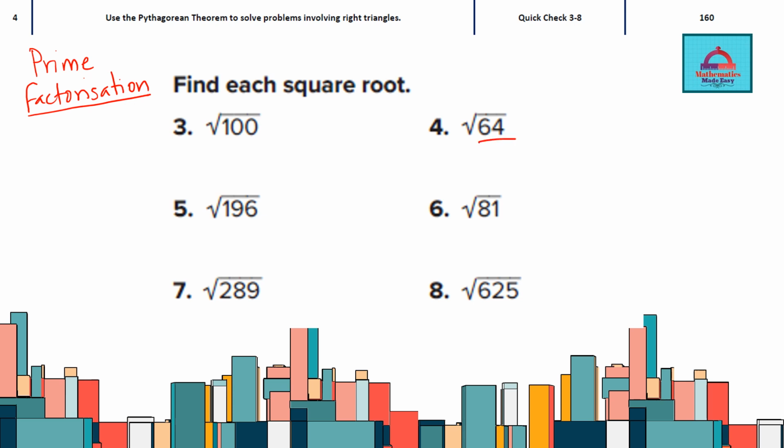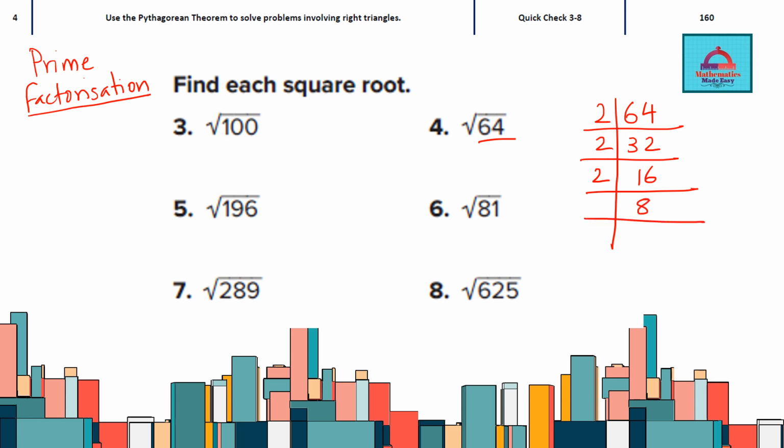So let's take 64. In prime factorization, if it is an even number, we start dividing by 2. This is going to give you 32, then 2, 16. Keep on dividing till you get 1. So I'm going to keep on dividing. And here, after dividing so many times, what I get is 1. So here the prime factorization stops.